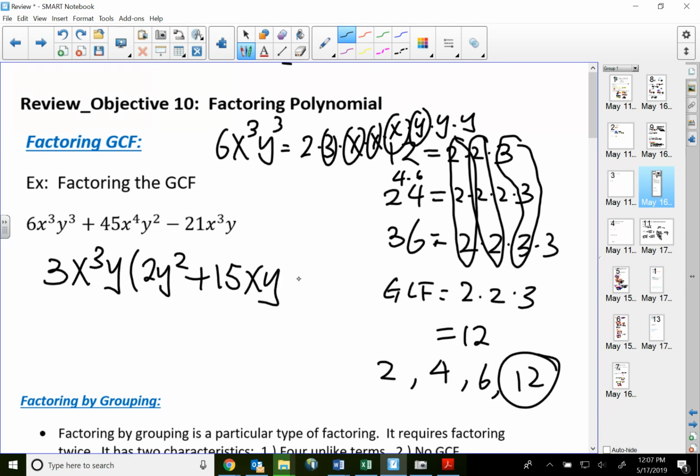3 going to negative 21, negative 7 times. Take all 3 of these x to the outside. No x left for the third. And take the only y to the outside. There's no y left over for your third term. So this must be my answer.